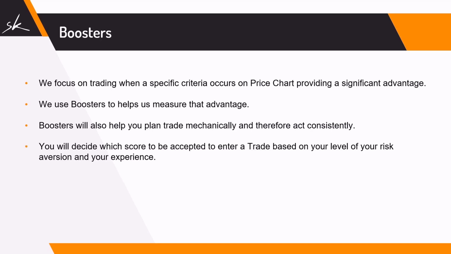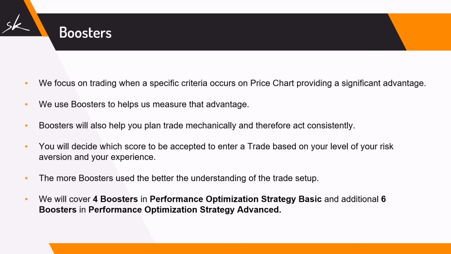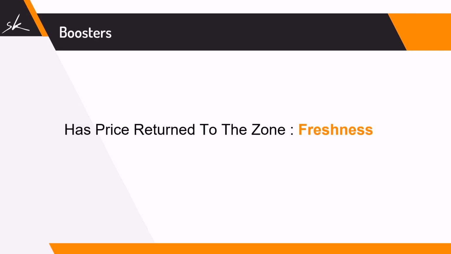You will decide which score to be accepted to enter a trade based on your level of risk aversion and your experience. The more boosters used, the better the understanding of the trade setup. We will cover 4 boosters in Performance Optimization Strategy Basic and additional 6 boosters in Performance Optimization Strategy Advanced. The first booster is Freshness.